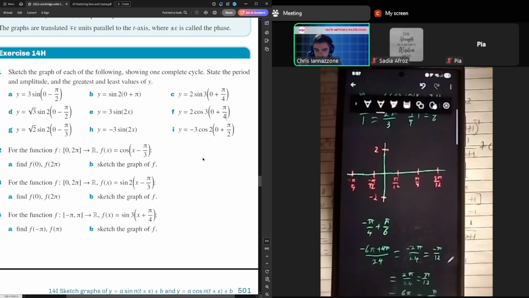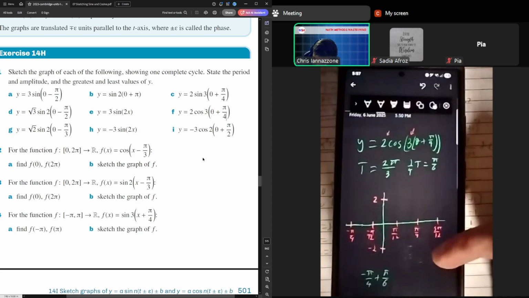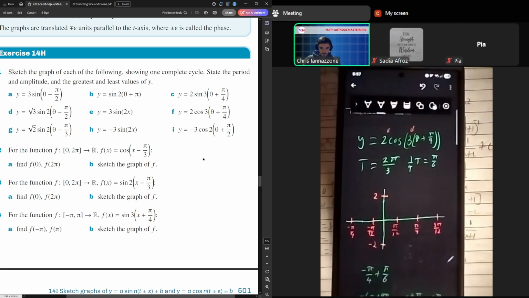Is there anything about that I should clarify? Otherwise, let me know what the next step would be. Find the y-intercept. Yep. So how do you find the y-intercept?